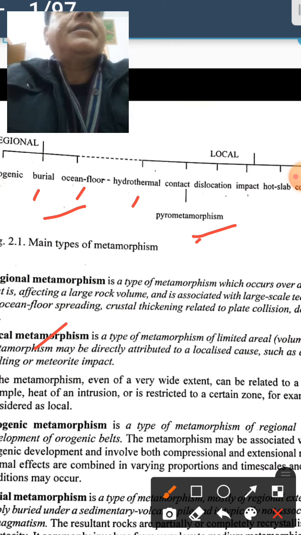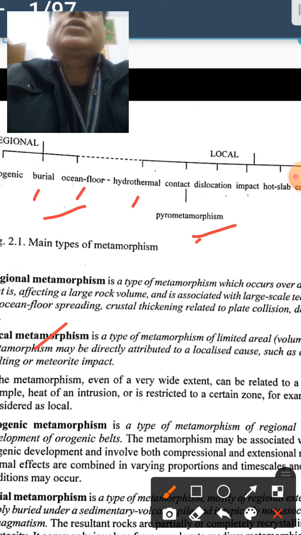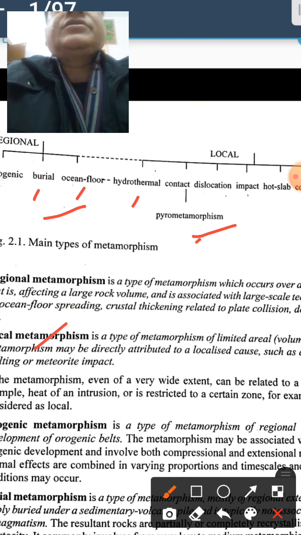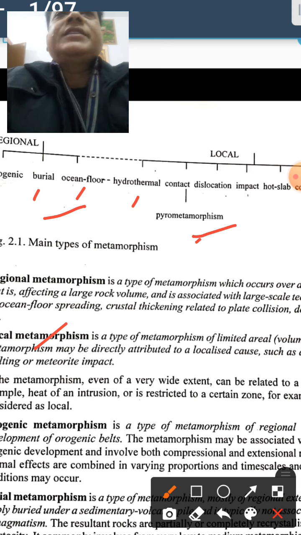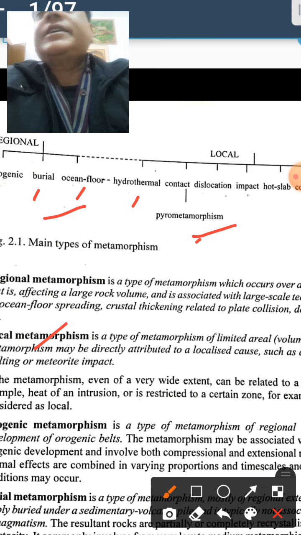Means the effect is local, and the source can be even lightning. When lightning takes place during the rainy season, it also strikes rocks, there is change, or you can say metamorphism takes place, that will be lightning metamorphism, which is also local, right? So for lightning metamorphism the source is from the earth as such, whereas in extraterrestrial metamorphism the source is from outside the earth.